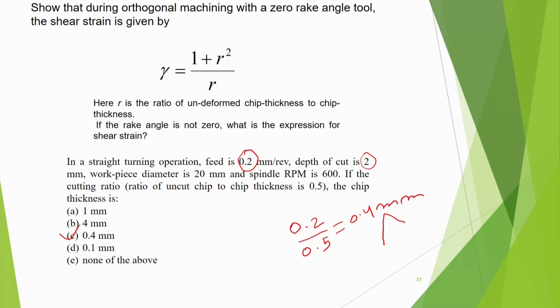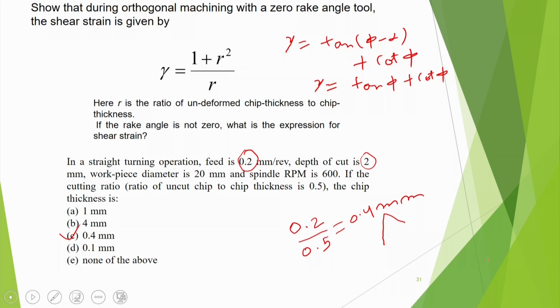Finally, the last point I am trying to show you: suppose we take the expression for shear strain as tan(phi minus alpha) plus cot phi. Now, if alpha is 0, that is, the rake angle is 0, the expression becomes very simple; you can remember that it becomes tan phi plus cot phi. Now we want to find which shear angle will give minimum strain. If you ask which gives maximum, I can do it by observation also: at phi equal to 0, cot phi becomes infinite, and at phi equal to 90 also, gamma becomes infinite because of tan phi.